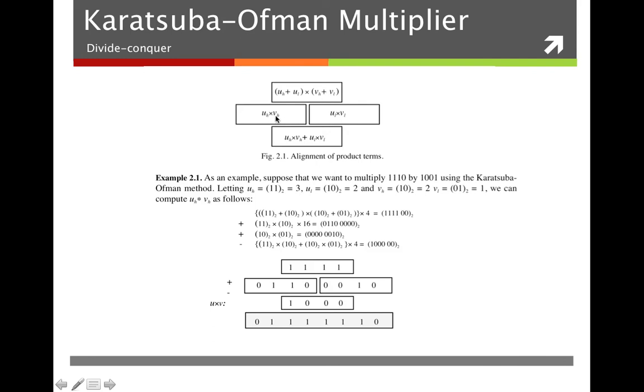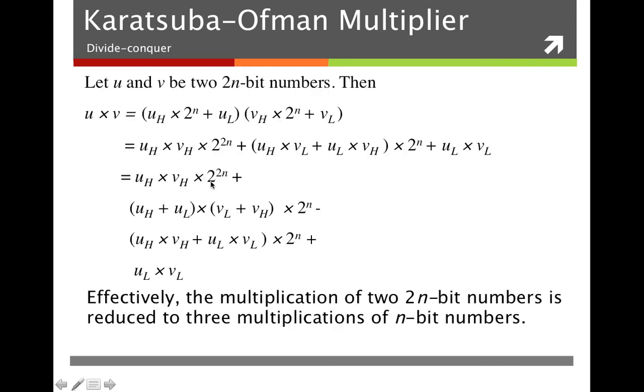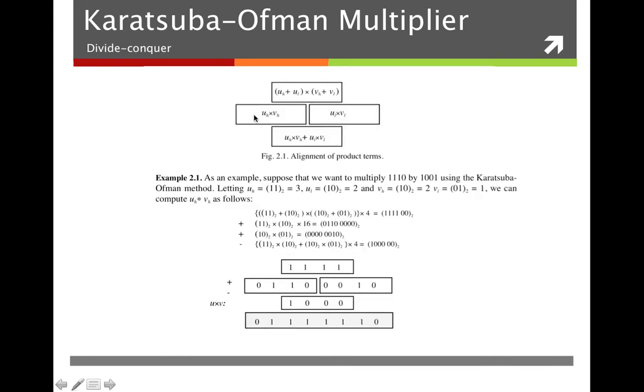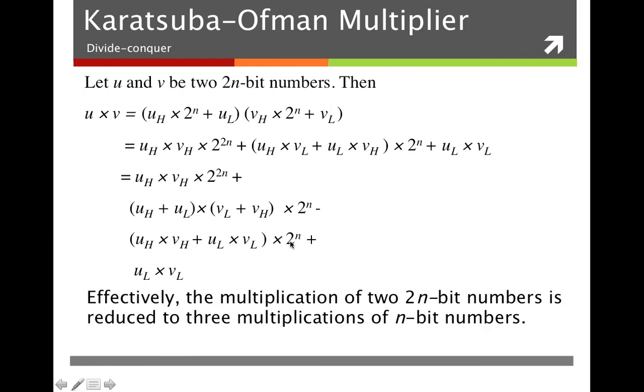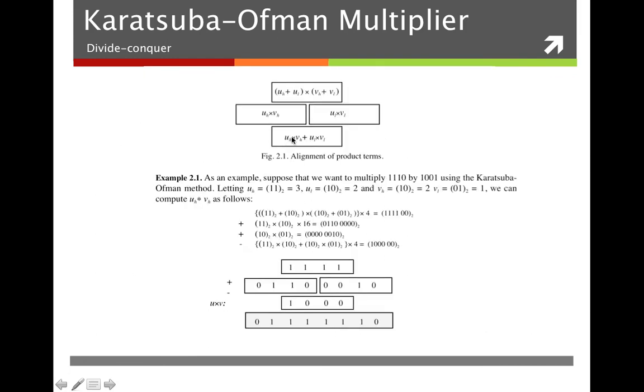And UH and VH, of course, is shifted by 2 times 2 to the n, and so it's still shifted to the left. And UL and VL is not shifted at all. And UH and VH plus UL and VL is also shifted by 2 to the n. This will be subtracted, so we need a subtractor at this point.